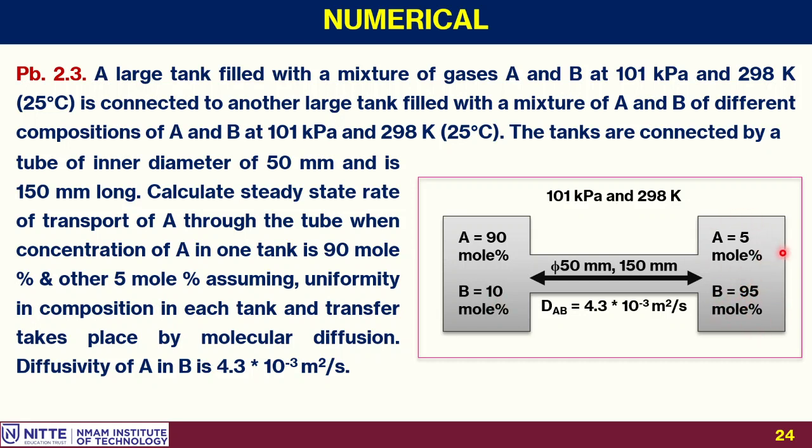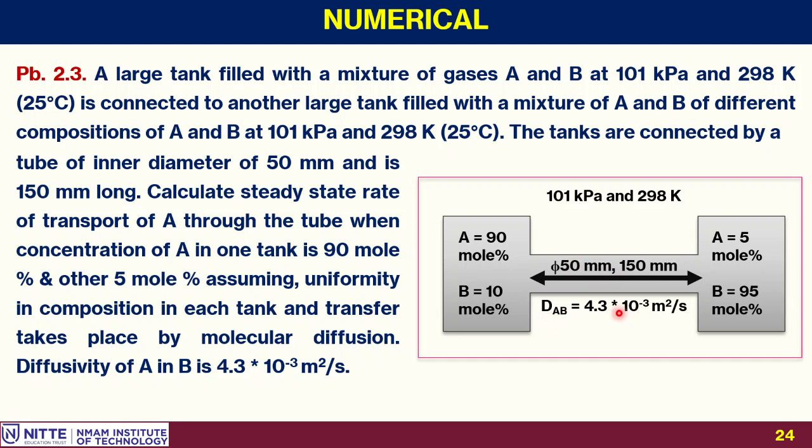So total is 100. It is connected by a pipe, cylindrical, 50 millimeter in diameter, 150 millimeter in length. So the distance between the two entrances, that is location one to location two, is 150 millimeter. When you calculate the cross sectional area, you require the diameter, that is 50 millimeter.